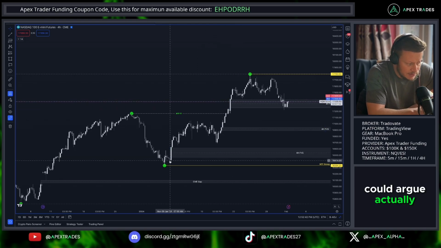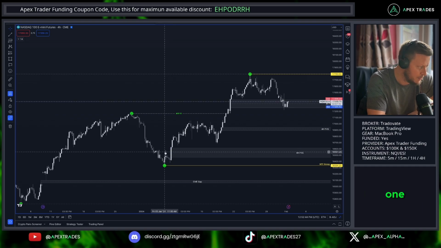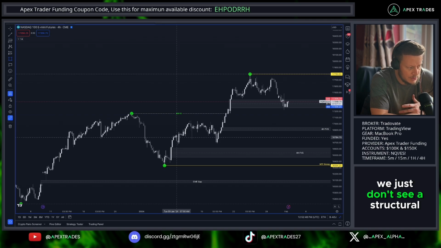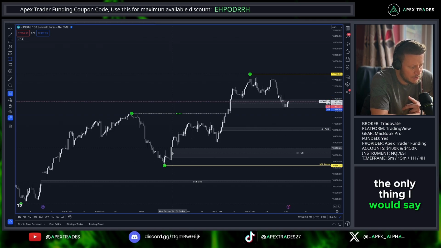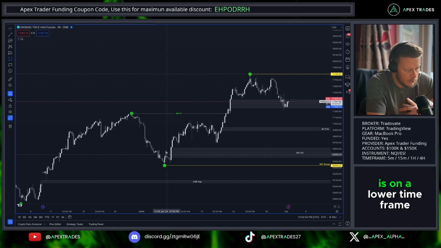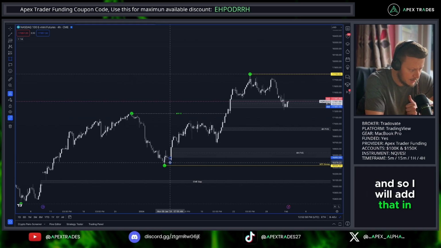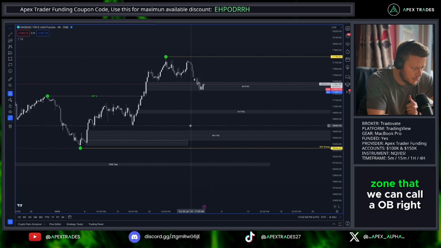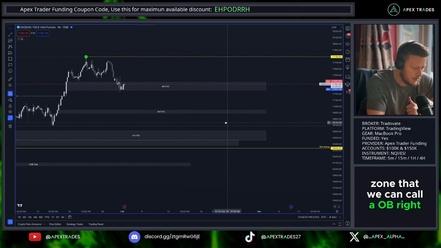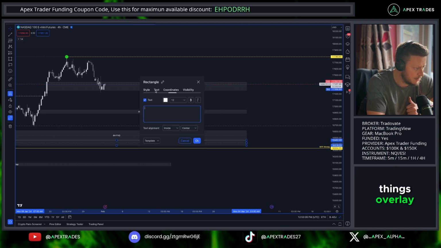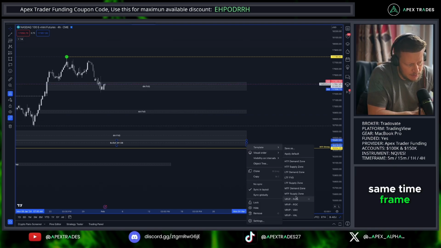You could argue actually that this candle here could be one, and I will put that one in there because we are seeing those big candles. We just don't see a structural shift. The only thing I would say on this one though is on a lower time frame, I'm almost going to guarantee that you will, and so I will add that in here as a zone that we can call an OB, right? And so I've got that one in there, but it gets a bit messy when you've got these things overlaid. So let's go medium term time frame demand zone, right?